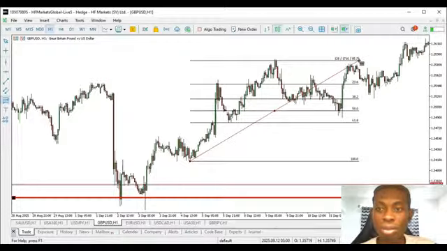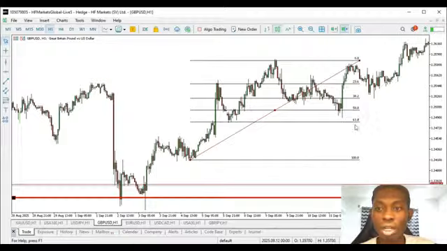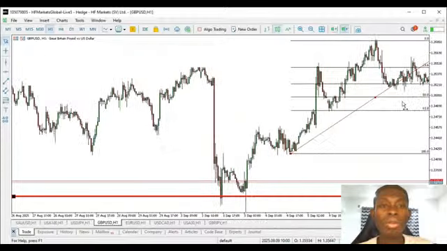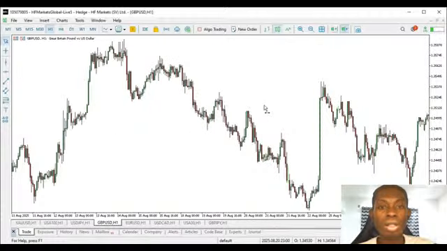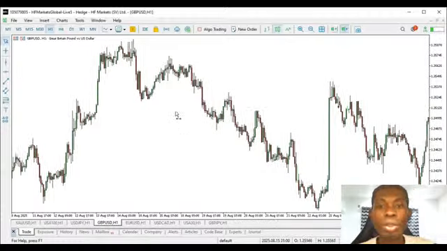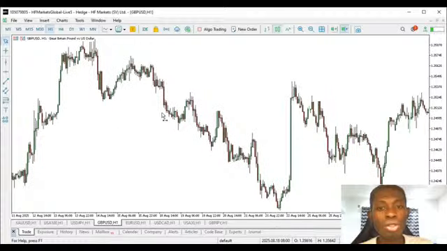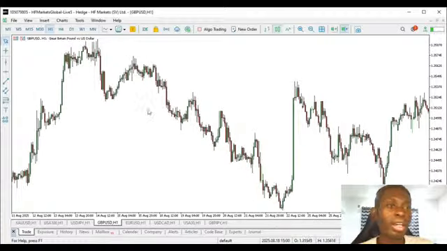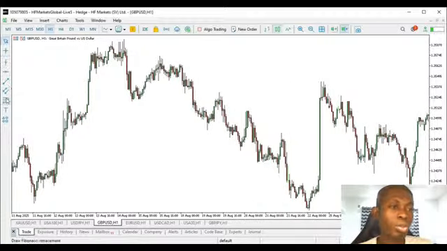You can see level 50 here, a level between 50 and 61.8, and then you can see a rejection here also. So you must always use Fibonacci with something. Either use it with a trend line, or use it with support or resistance, or use it with a moving average. If you are the one using moving average, look at this.